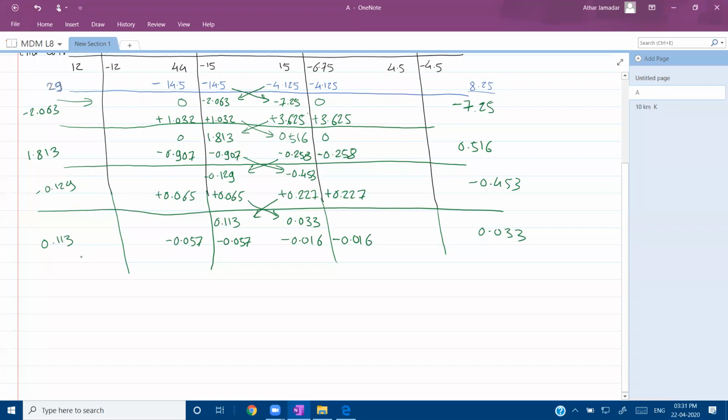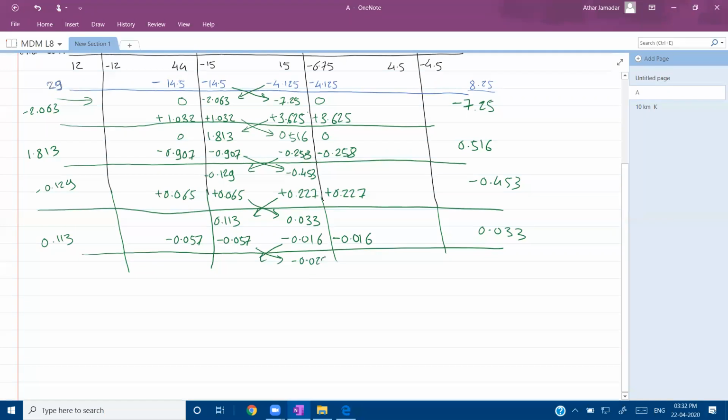Again, you have to draw one horizontal line. Half of this should be here, half of this should be here. So half of 0.057 is 0.029 and half of minus 0.016 is 0.008. So again, if you see, unbalanced moment here will be minus 0.008, here minus 0.029. So next correction will be here positive, positive, positive and positive.